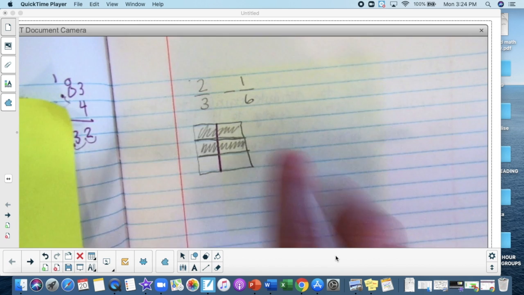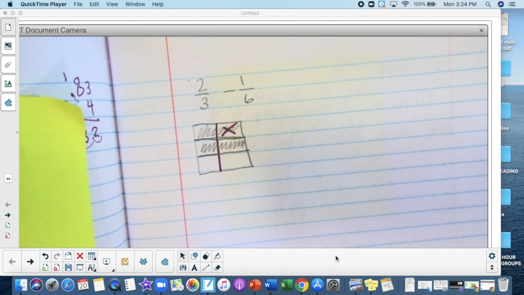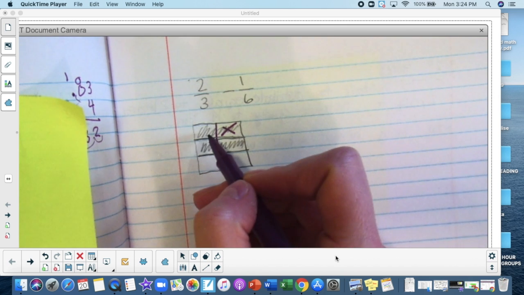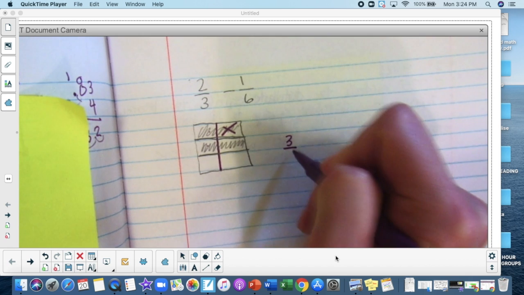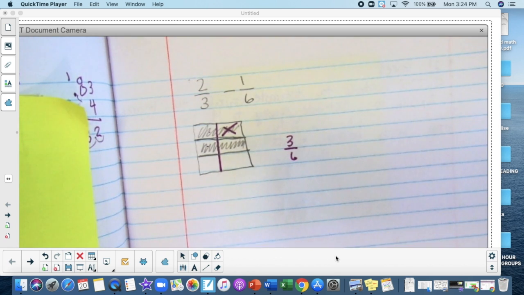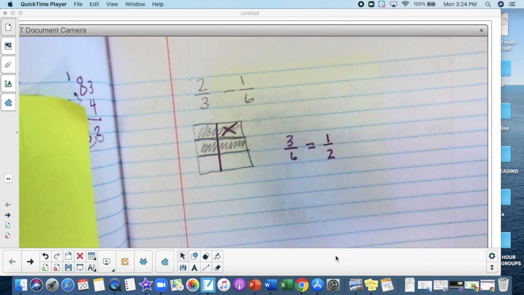Here are my 2/3, and I need to take away 1/6. So what I have left is how many sixths? 1, 2, 3. I have 3/6 left. And if you're familiar with equivalent fractions, I know that is equivalent to 1/2.